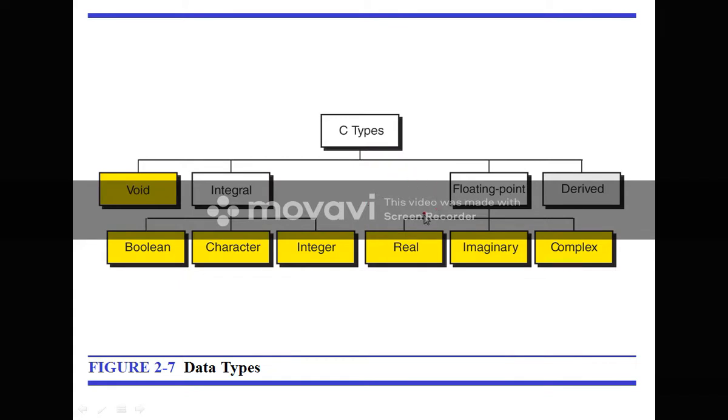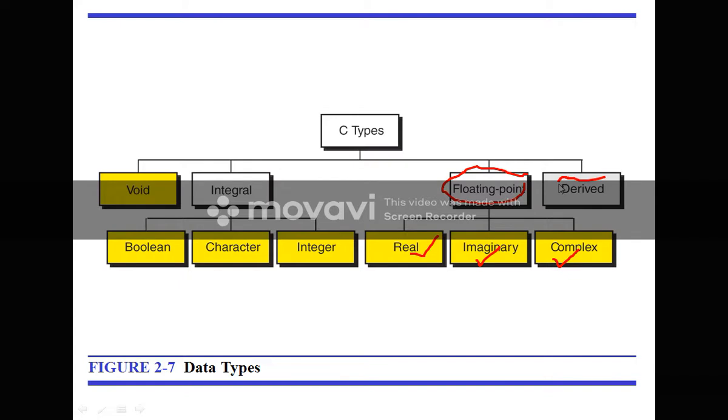Next is floating point data type. In a floating point data type, there are again three parts: real, imaginary and complex. Real numbers are nothing but the fractional numbers or the point numbers. Next is imaginary. Again, the imaginary number has a float value. Float value is nothing but decimal values or decimal numbers, and the complex number again has a decimal value or decimal number.